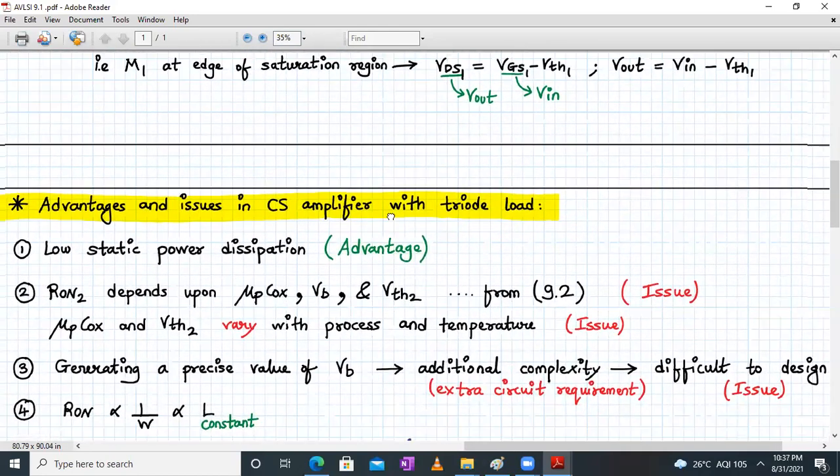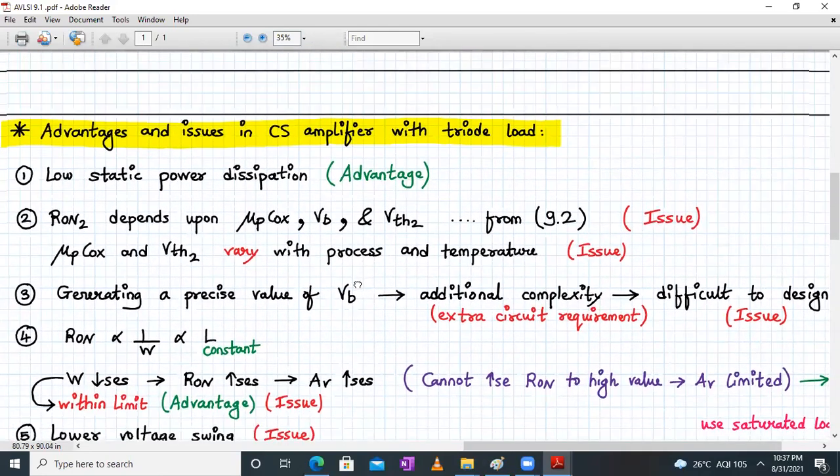So there are some advantages and problems associated with the common source amplifier with triode load also. So let's start with an advantage. I mean, it's a disadvantage and an advantage also compared to earlier cases. So we have a low static power dissipation. Okay, that's an advantage, but in prospect to the integrated circuit, it's a disadvantage, because in an integrated circuit you don't want static power dissipation at all, right?